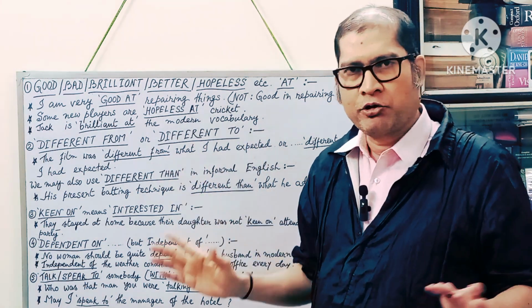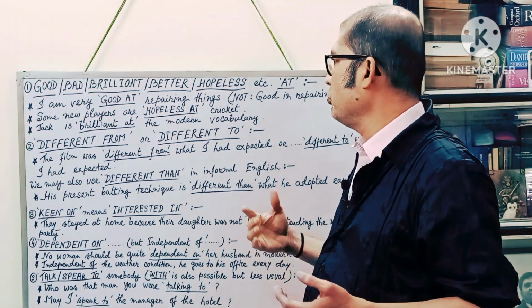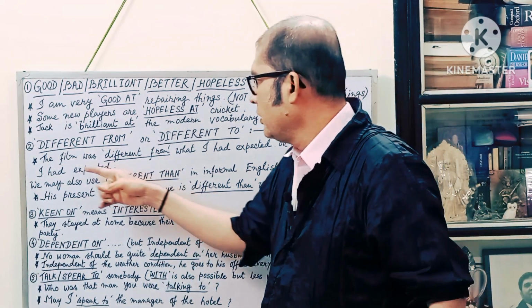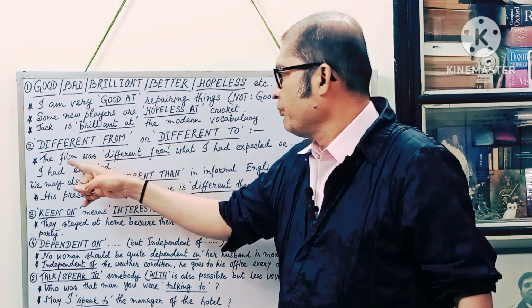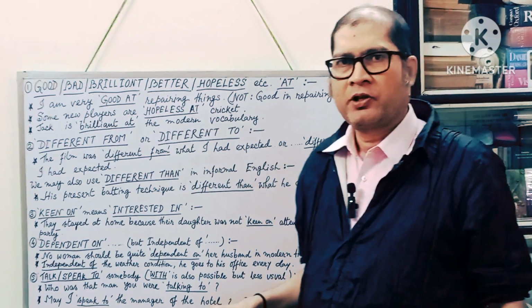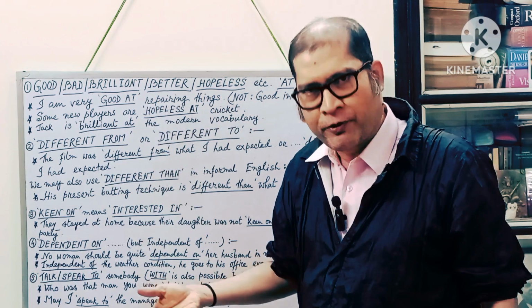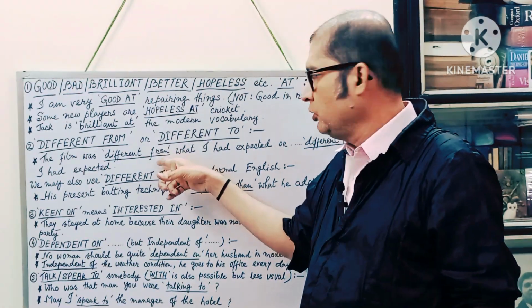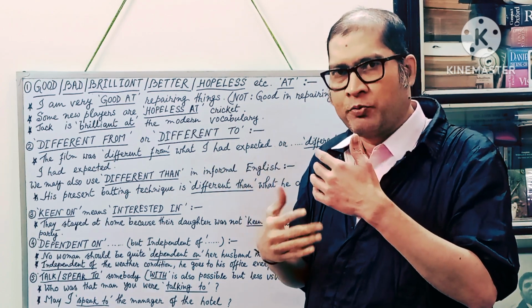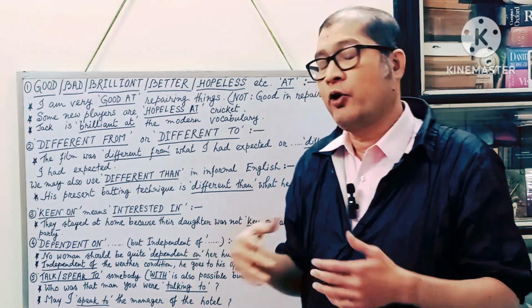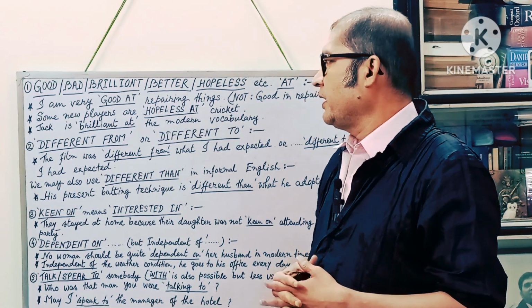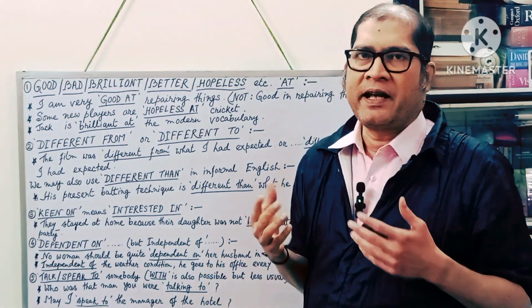There is no harm. You may use this. You may use different from, you may use different to. There will be no mistake there. Let us cast a glance at the example sentence. The film was different from what I had expected. I had expected the film to be something, but when I went to the cinema hall, movie theater, to watch this movie, I saw that the film was different from what I had expected.